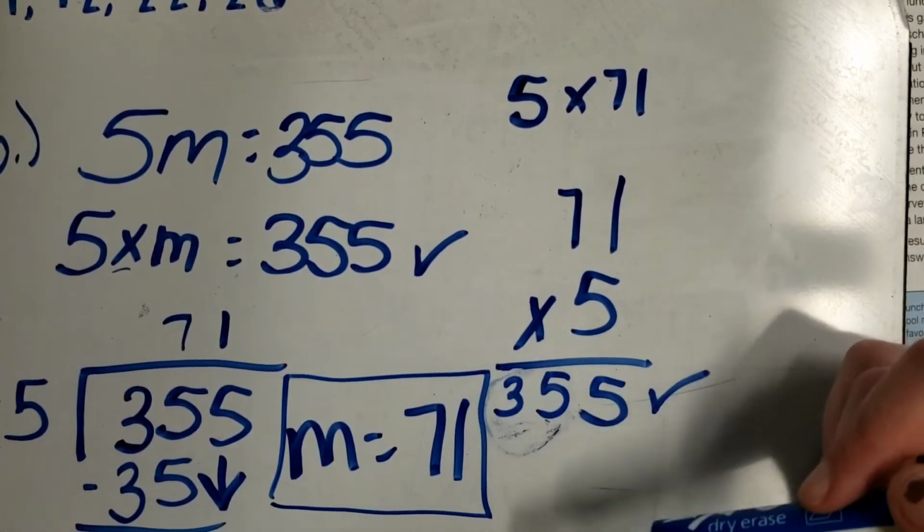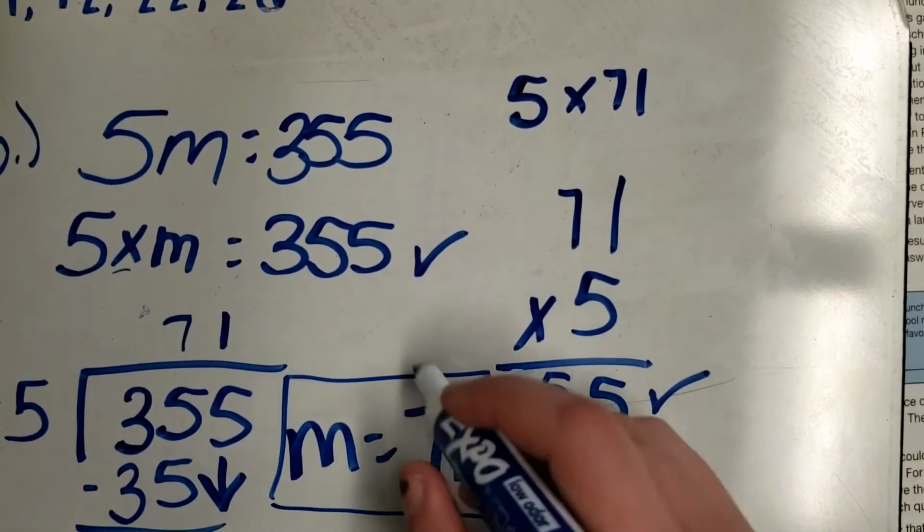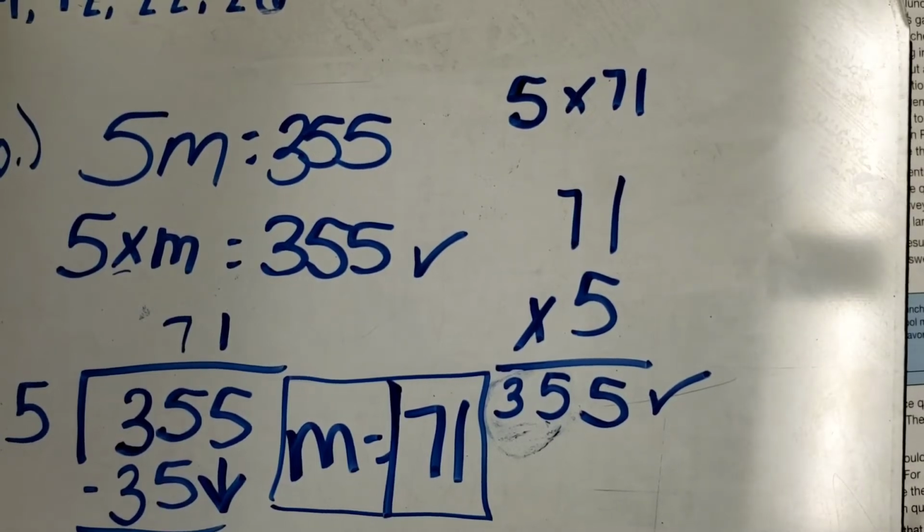And all you have to do, I believe, is just write 71 as your answer. You don't have to do the M equals. I don't think I wrote that as the answer. So 71 is your answer. That is number 26.